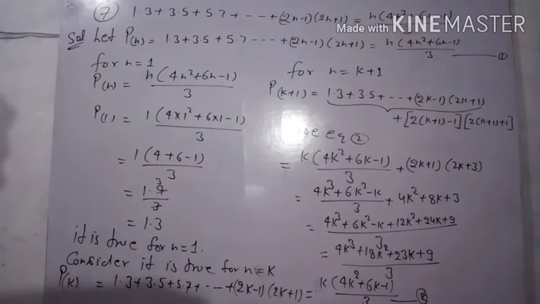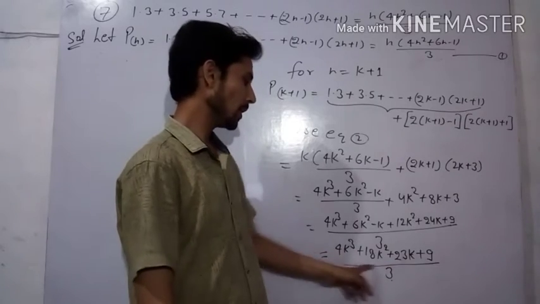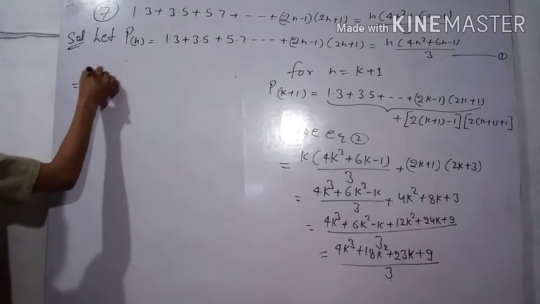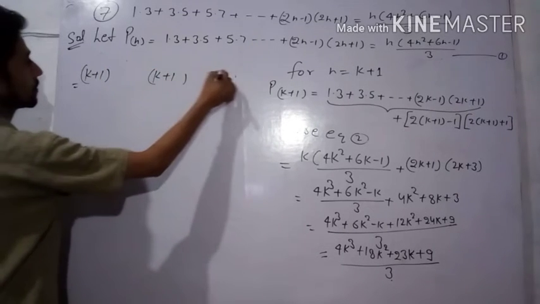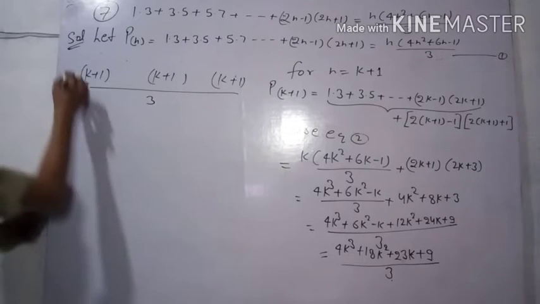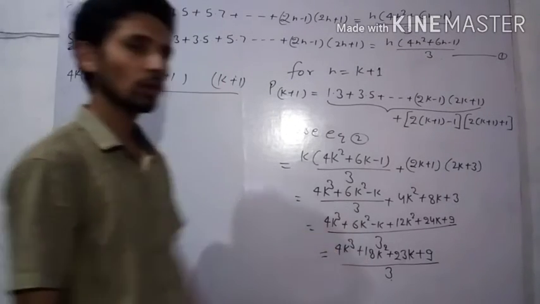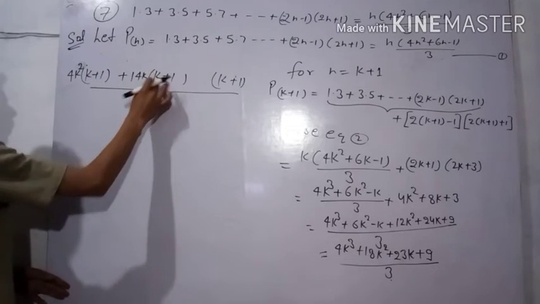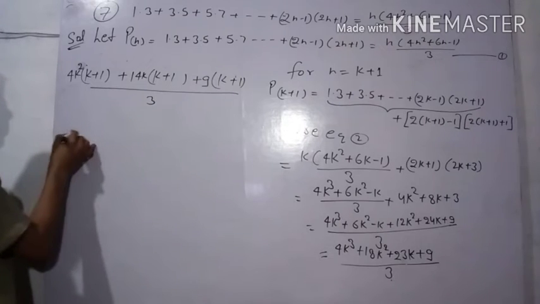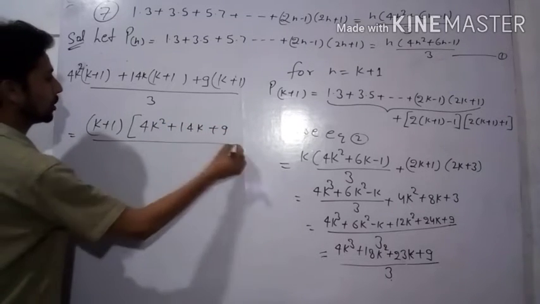So now use the remainder theorem. We will factorize all of them. So it is factorized by k plus 1. Write k plus 1 with the quadratic upon 3. For making 4k cube, we multiply with 4k square here. Now 4k square, we need 18k square, so 18 minus 4 is equal to 14, 14k. For making 23, 23 minus 14 is equal to 9. So k plus 1 times 4k square plus 14k plus 9 upon 3.